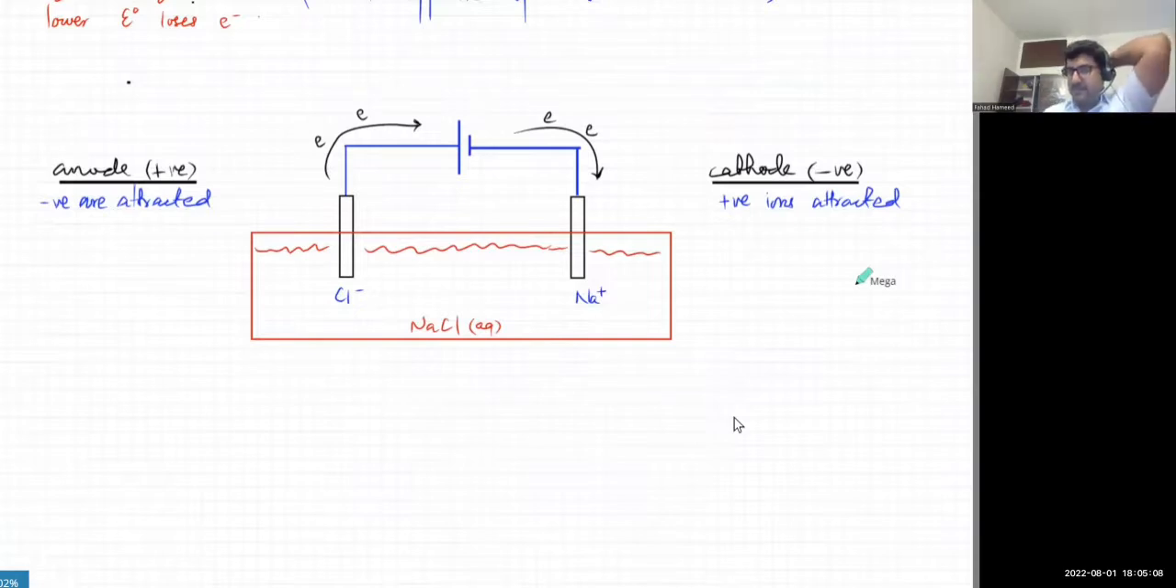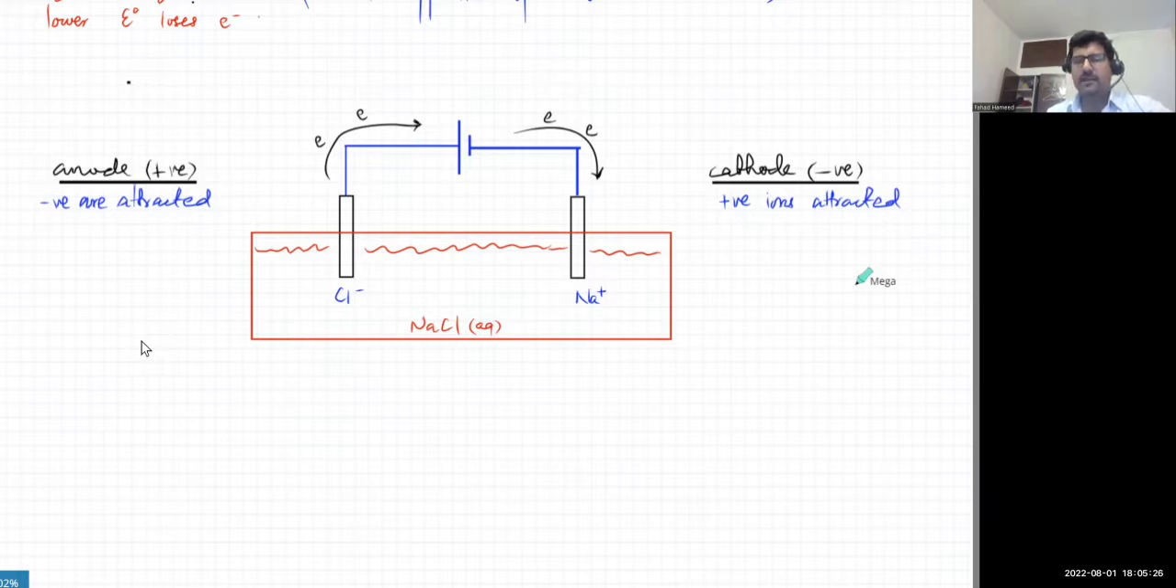Aqueous, what other things do you have in aqueous? Apart from sodium ions and Cl ions, what other things do you have? In orals, what was there? There's H+ and OH- ions, right?